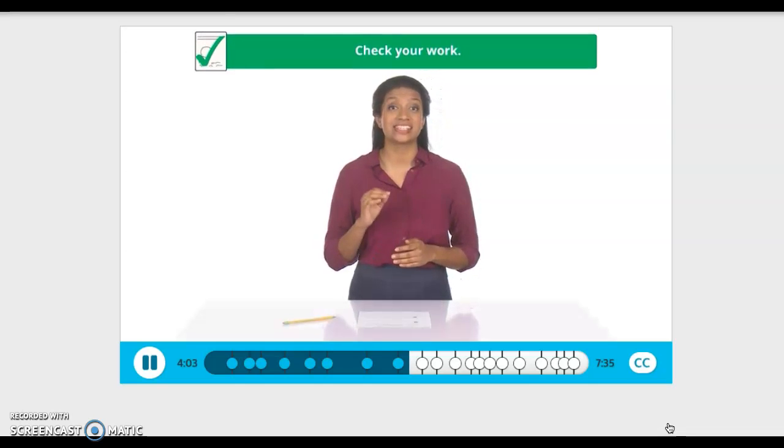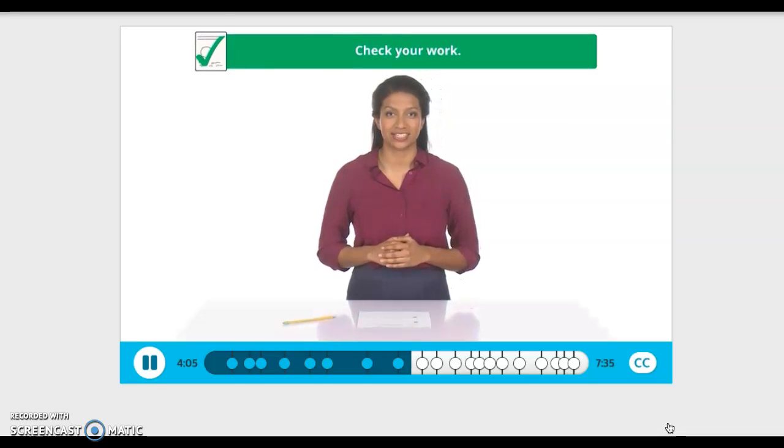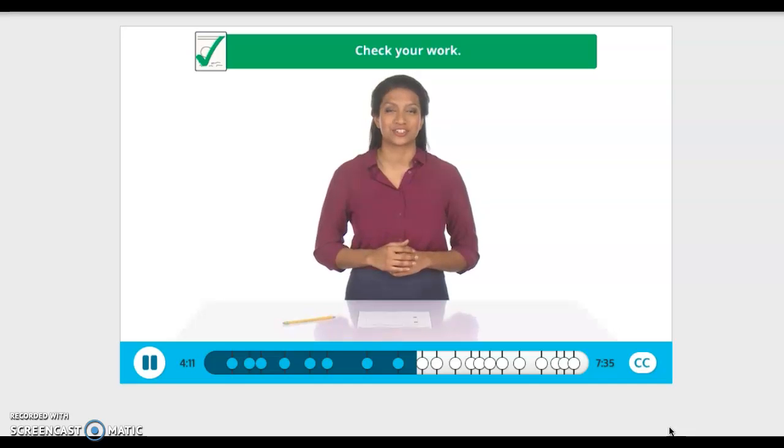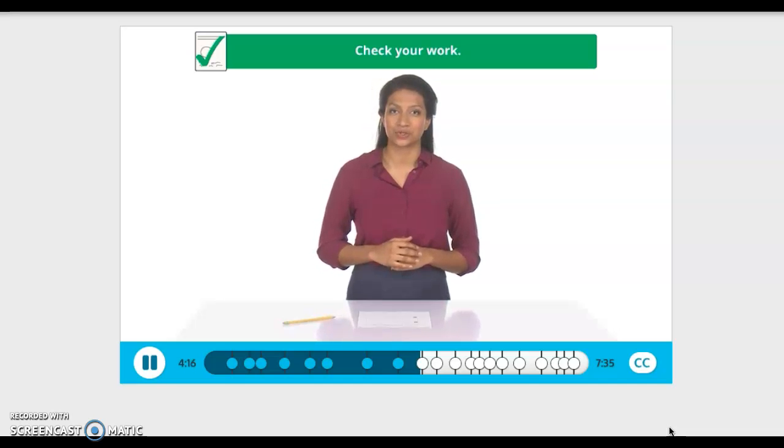This green bar means it's time to check your work and make sure it's right. Your notes should match the work on screen. If you made a mistake, cross out your mistake and write the correct answer next to it. Make sure you drew 2 rows with 8 circles in each row.